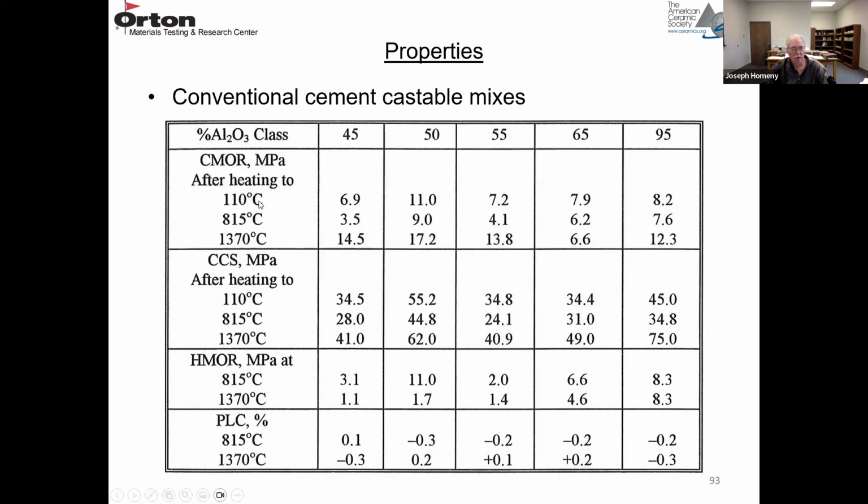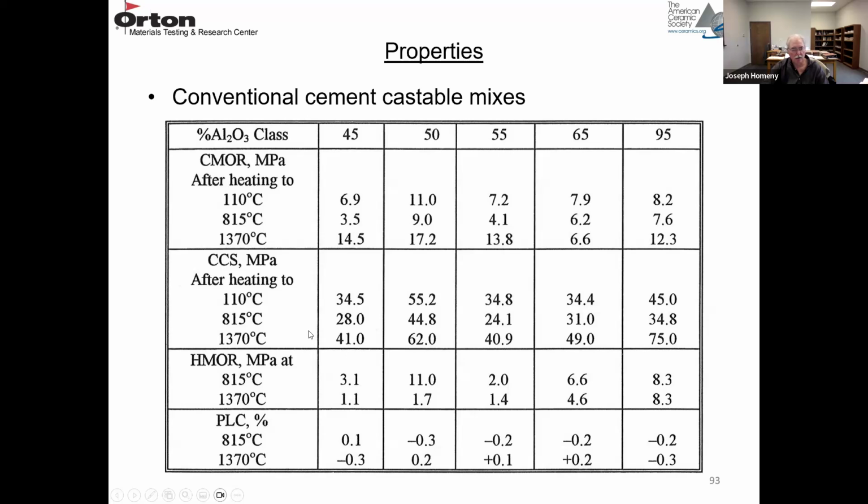So 110 degrees C is basically drying out the material, removing the physically held water. 815 degrees C is you've already destroyed the hydraulic bonds. And then 1370 degrees C, you start the sintering process. So what I just want to point out here is if you look at 815 degrees C for the cold MOR, you can see it's lower than at 110 degrees C. But then at 1370, when the sintering process starts, it starts to increase again. So at the intermediate temperatures, these materials are weak when the hydraulic bond is destroyed.